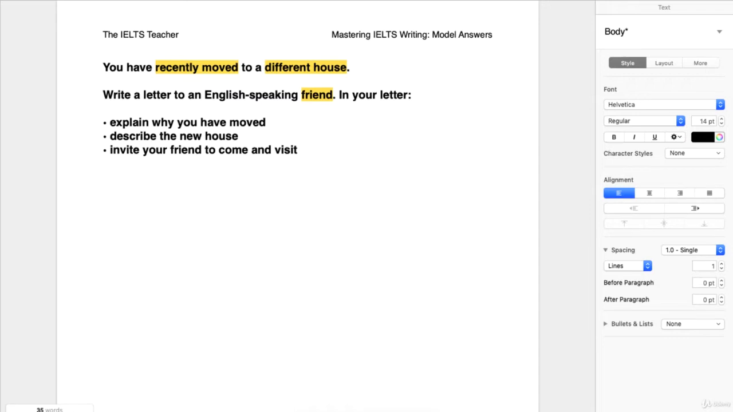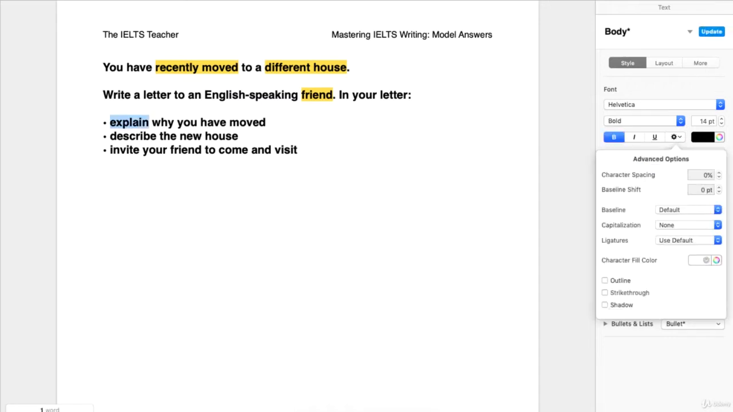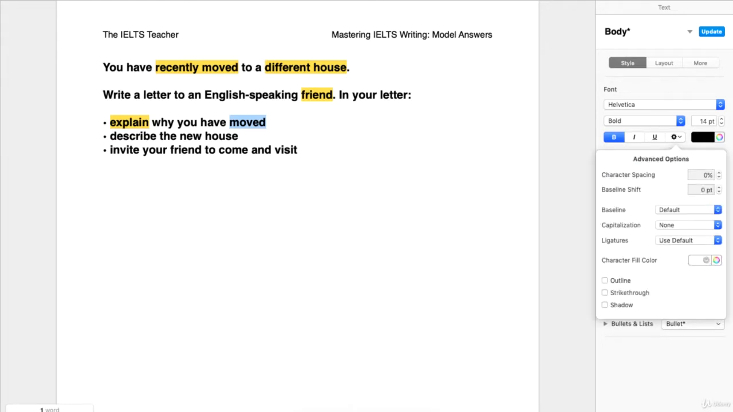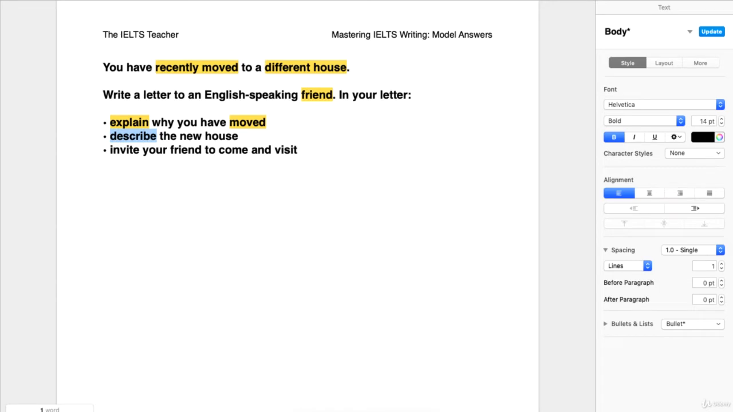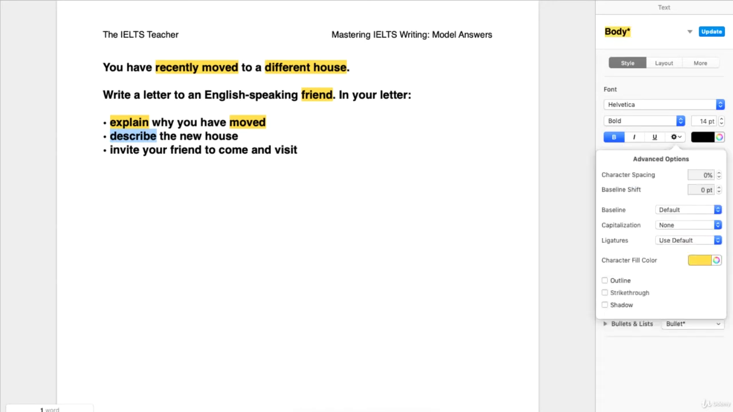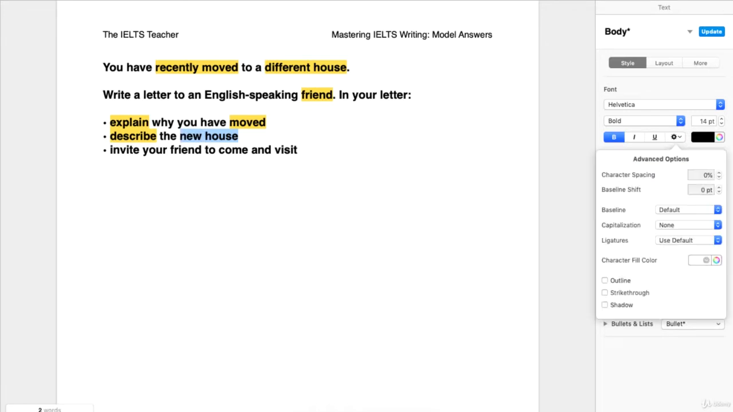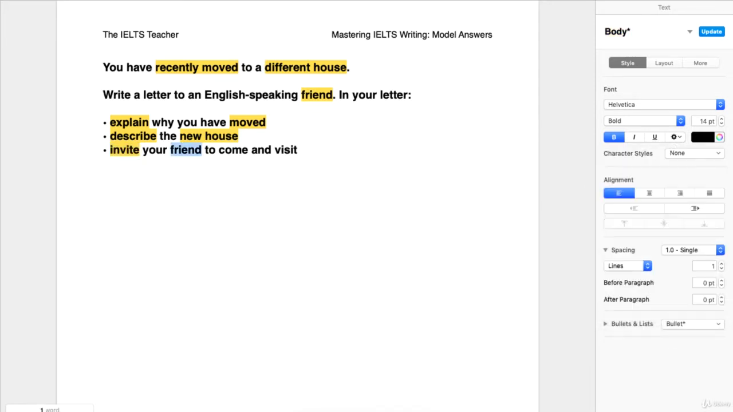And then we need to explain the reason for moving, so why we've moved. We need to describe the new house, so an element of description here. And then we need to invite the friend to come and visit the new house. So invite the friend to visit.